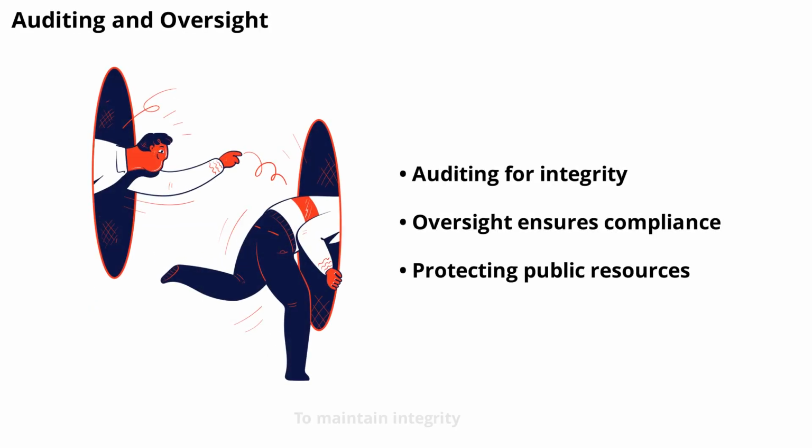To maintain integrity, government programs are subject to audits and oversight. Independent bodies review financial records, procedures, and outcomes to ensure compliance with laws and regulations. Audits help detect any misuse of funds or inefficiencies. Oversight ensures that programs are managed responsibly and that public resources are protected.